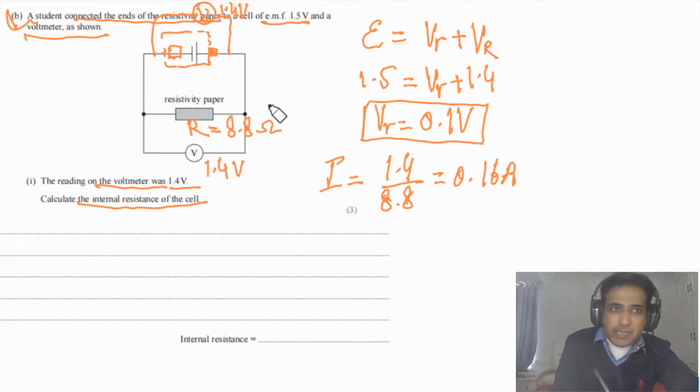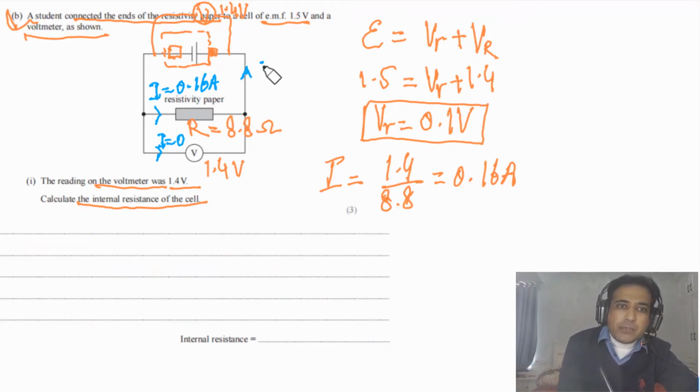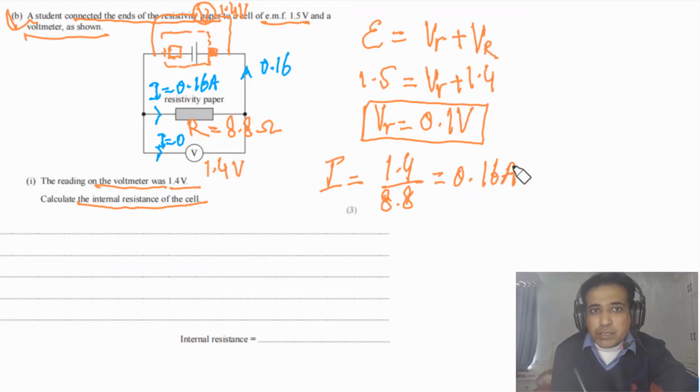So the current passing through this resistor is equal to 0.16 amps. This is an ideal voltmeter, so no current is passing through this one, or very little, so we can ignore it. So the current here in this branch also has to be equal to 0.16, so the current passing through this internal resistor is also equal to 0.16.